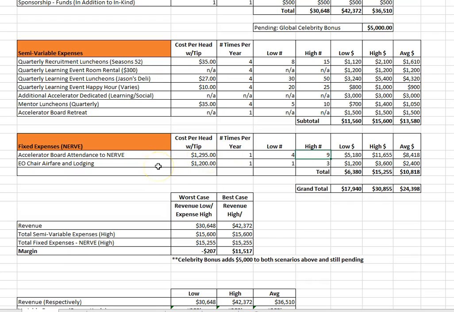And then typically as well, as far as the EO chair or co-chairs, depending on the scholarship funds that we get, we either fund going to GLC, or NERV, depending on which one can attend. So I have an estimate here for low and high on the subsidy for airfare and lodging, in addition to the attendance fee. All right, so that brings the grand total on expenses here on the low-high.